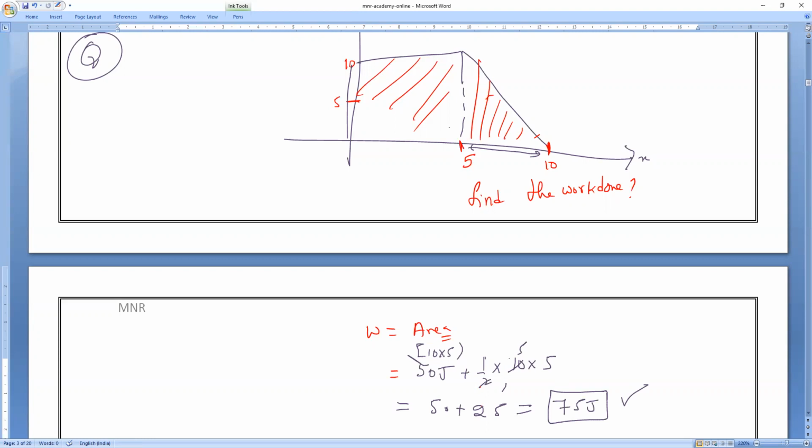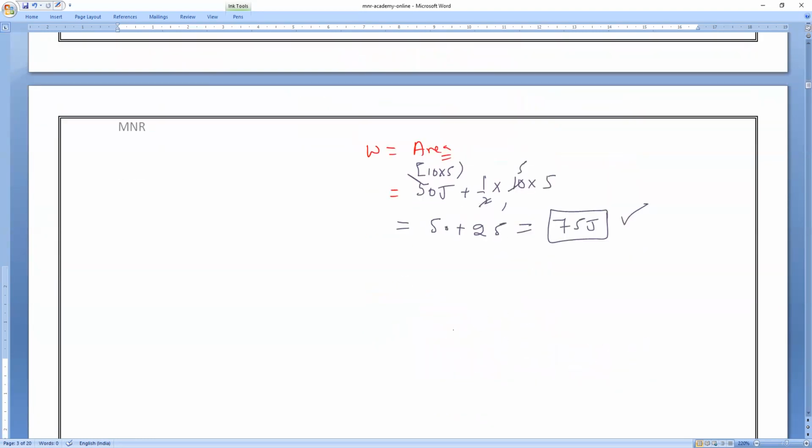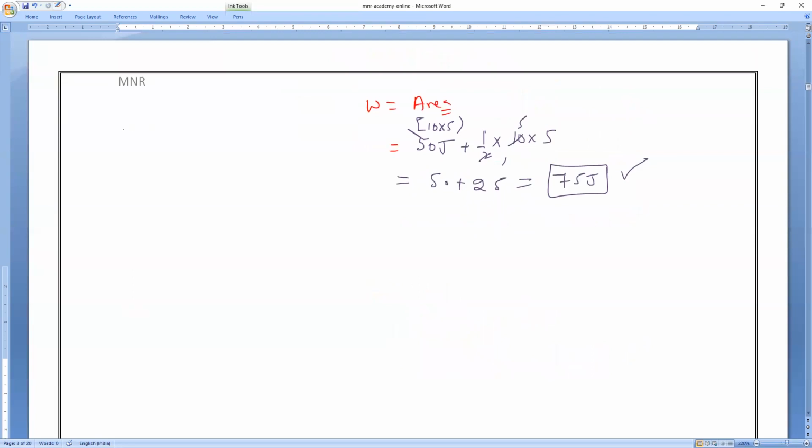Okay, guys, everybody, how to find it? Please respond. So this is what it is. Next question. If this question is completed, let me know, then we'll go to the next question. Understanding? Any doubt? Let me know.